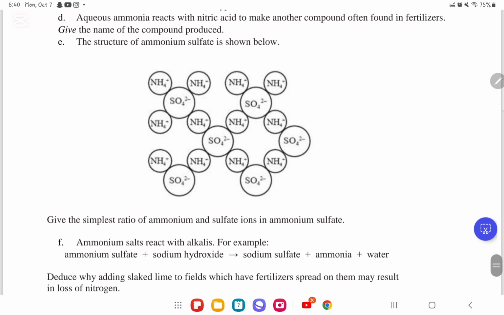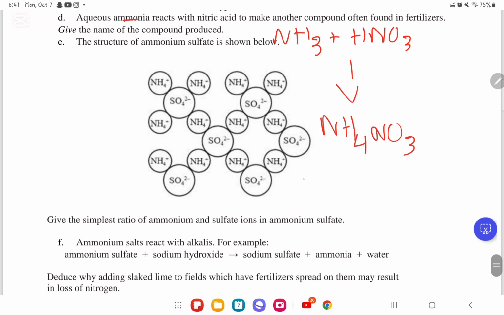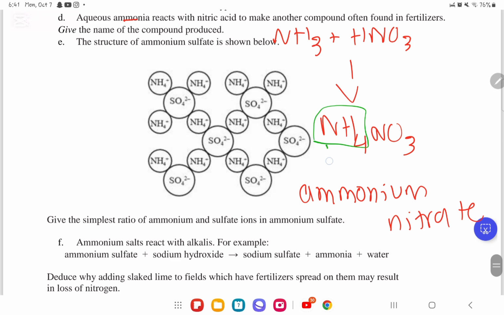Now part D. Aqueous ammonia reacts with nitric acid to make another compound often found in fertilizers. Give the name of the compound produced. Okay, ammonia, NH3, reacts with nitric acid, HNO3, to produce what? NH4NO3. And this is called ammonium nitrate. If you don't want to memorize its name, you can say that NH4 is ammonium and NO3 is nitrate. So it is ammonium nitrate.